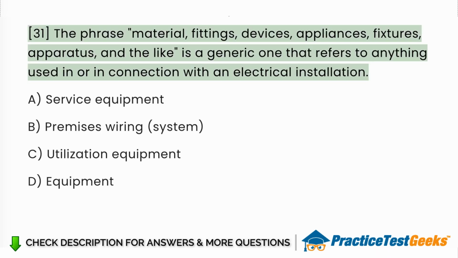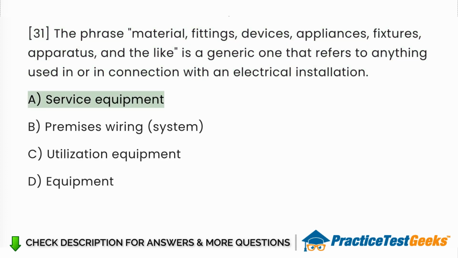The phrase material, fittings, devices, appliances, fixtures, apparatus, and the like is a generic one that refers to anything used in or in connection with an electrical installation. A. Service equipment. B. Premises wiring. C. Utilization equipment. D. Equipment.